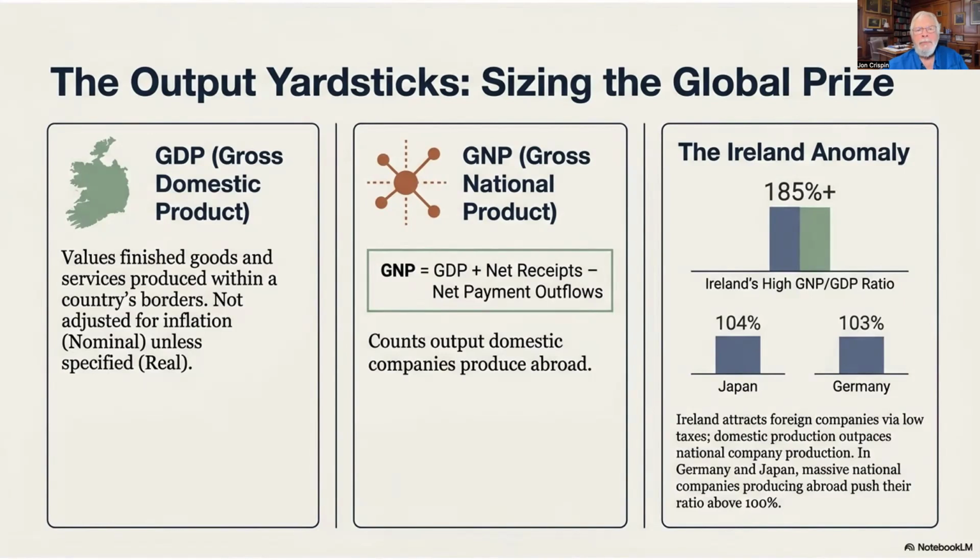And Ireland here is sort of an anomaly. It attracts foreign companies via low taxes, and domestic production outpaces national production. And conversely, it's the exact opposite in countries like Japan and Germany. Apple, for instance, has enjoyed a very good tax relationship with Ireland by basing its operations there. However, the European Union has taken action, claiming that what they're doing is not legal and that they need to stop. So that's an ongoing case that has not yet been resolved.